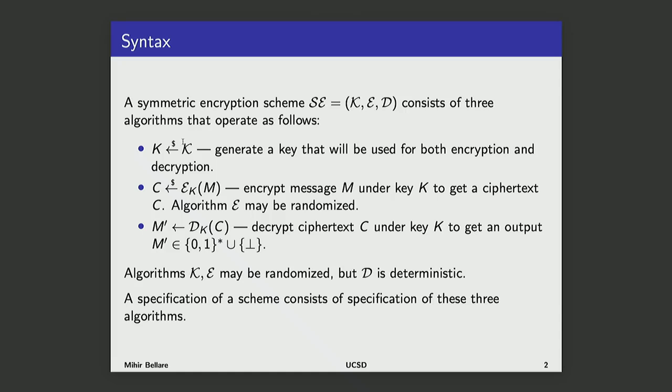So note that of these 2 algorithms, this is always randomized, this could be, and this is always deterministic. And that's something we'll have to understand, why and how. But whenever you see a scheme specified, or specify one yourself, you have to list all 3 of these algorithms.